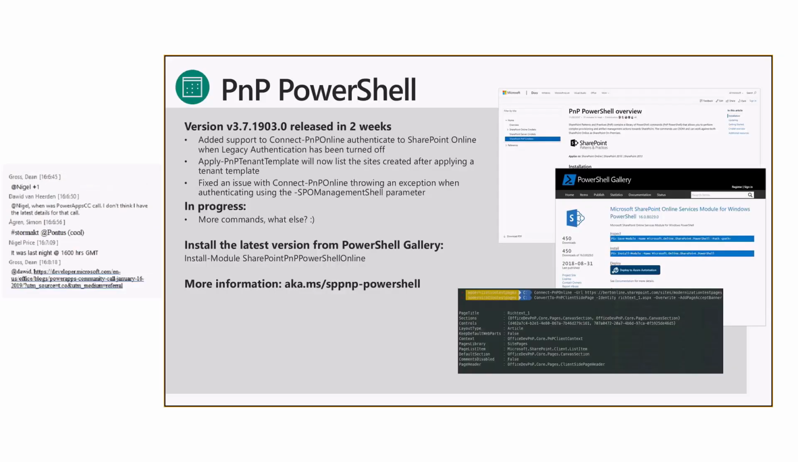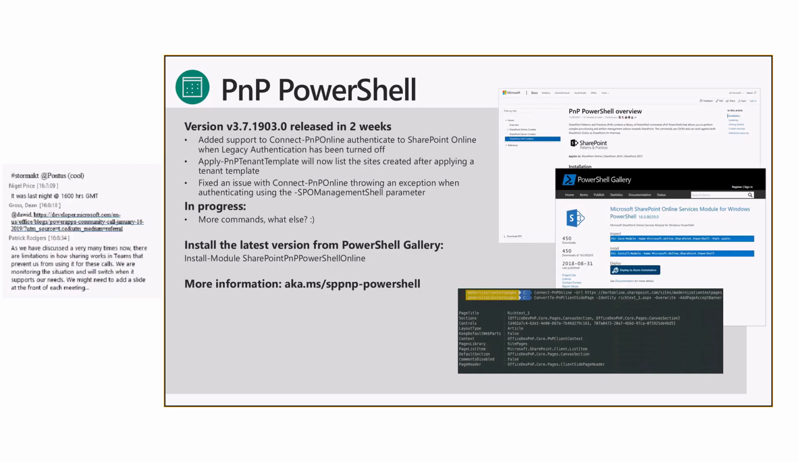And there's an issue that we fixed, a small issue in the Connect PnP Online with the SPO management shell parameter. So essentially, with the March release, you should be able to seamlessly authenticate even if legacy auth has been disabled. I think that's the key thing that we're working on and trying to achieve.